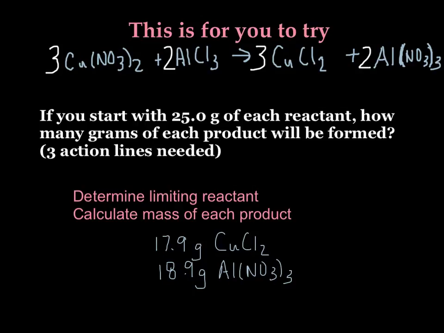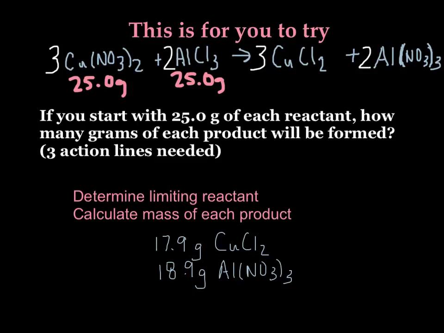Okay, so now it's your turn to try it. I've given you a balanced equation, so that's all set and ready to go. You're going to start out with 25 grams of each reactant. So 25.0 grams of this, 25.0 grams of this. You need to determine the limiting reactant. Remember, you need to start with this and go to one of the products, either one you want to, and then start another action line with this and go to that same product, see which one made the least amount. If you need to, go back and watch that long slide that I went through all of them.